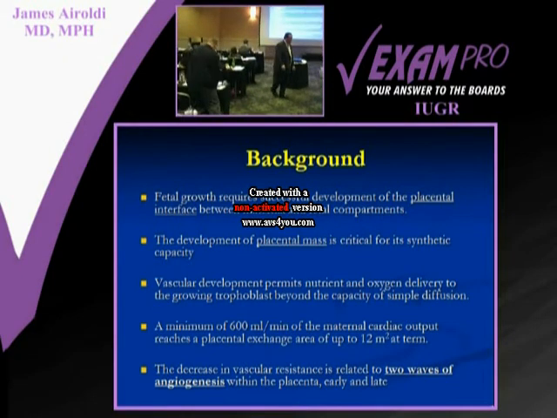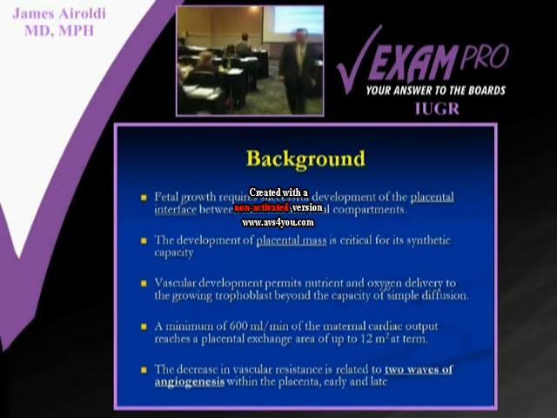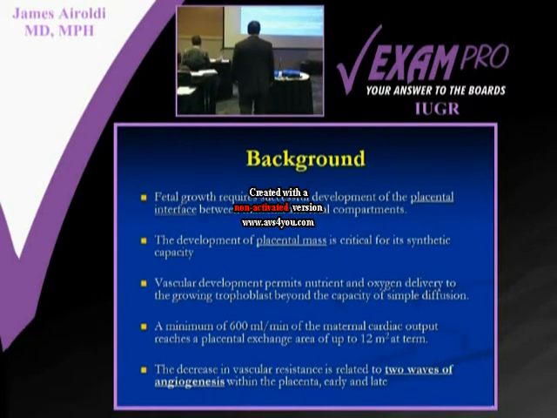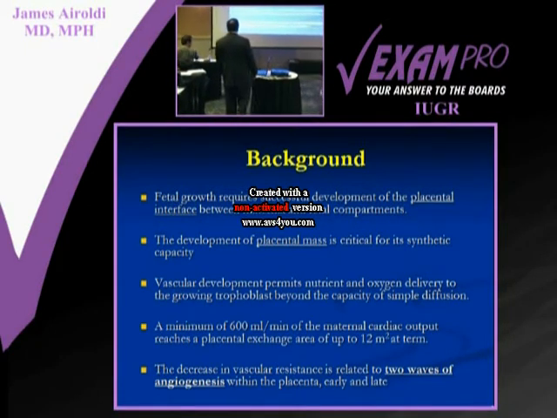To grow correctly, you need an adequate placenta in pregnancy. You need a critical mass. You need a good blood flow. You need a minimum of 600 milliliters per minute of maternal cardiac output. It reaches the placental exchange area of up to 12 squared millimeters at term.